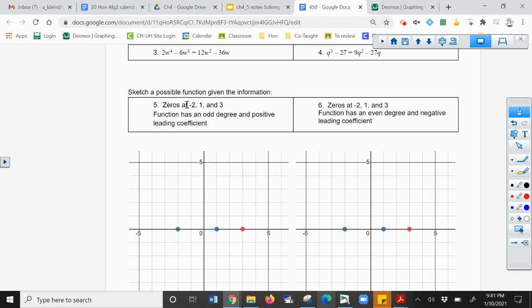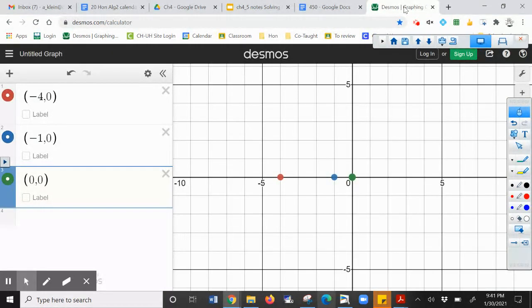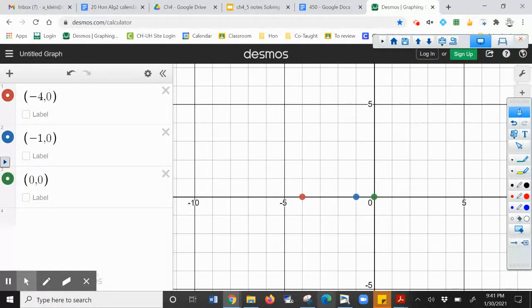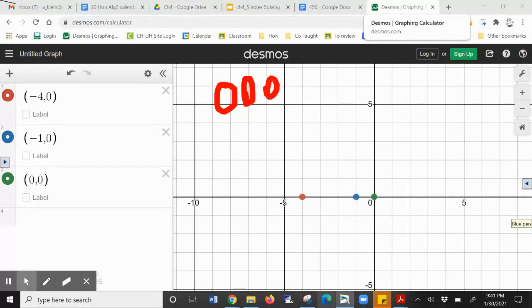I'm going to give an example like number 5 and 6 from the 450 sheet. Sketch a possible function with the given information. So I put one together here, and I'm going to say, let's pretend that this is an odd degree function, odd and negative. See if we remember what's going on there.